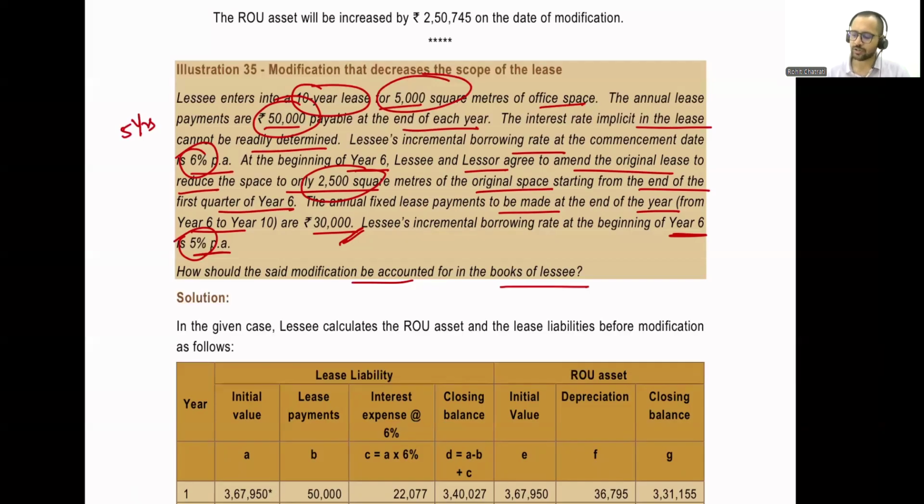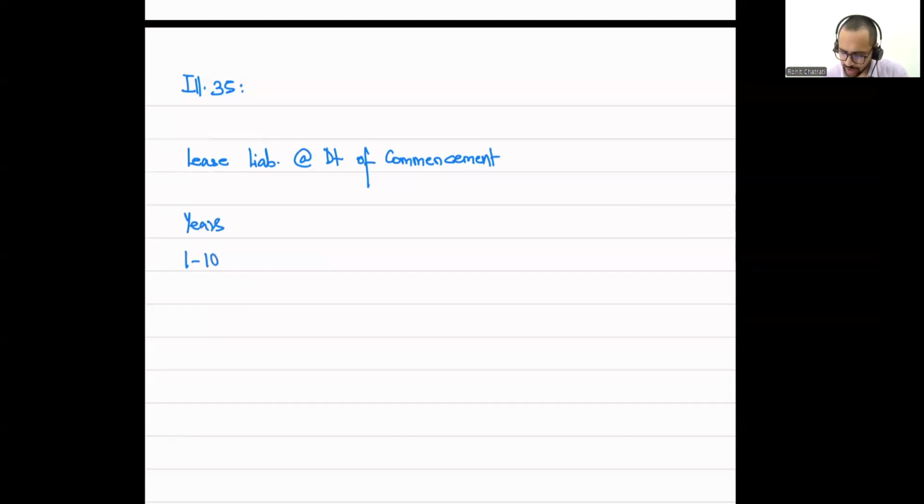All right, let's start solving it. Similar to the previous illustration, we'll start by calculating lease liability as at the date of commencement of lease. The lease was for a total period of 10 years. Therefore, we have years 1 to 10. We have cash flow of 50,000 per annum. Remember, the question mentioned that the lease payment was actually 50,000 per annum.